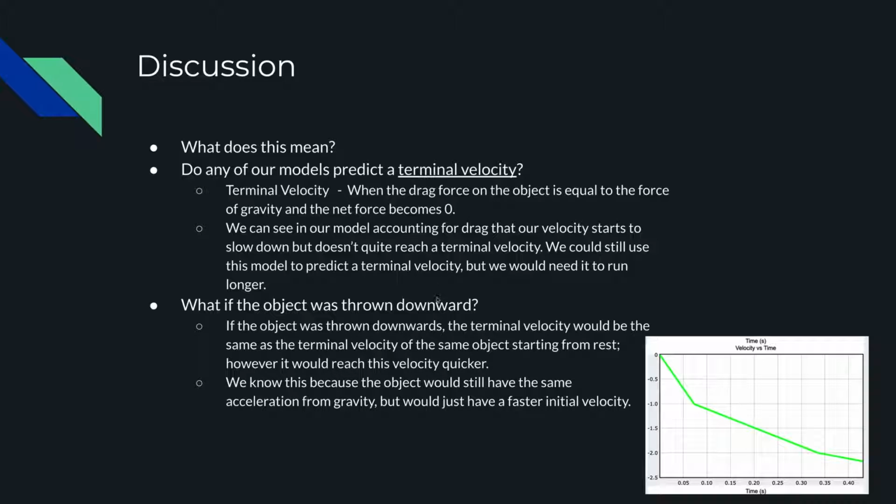If the object was thrown downwards, the terminal velocity that it would eventually reach would be the same as the terminal velocity that this object would eventually reach starting from rest. However, it would reach this velocity much quicker. We know this because the object would still have the same acceleration from gravity, but it would just have a faster initial velocity, meaning that it would get to this point faster and eventually reach the terminal velocity.